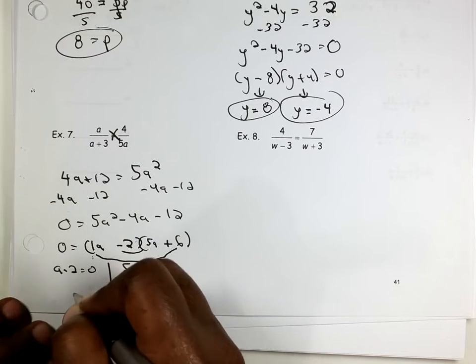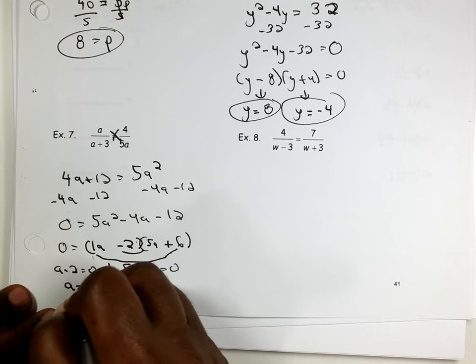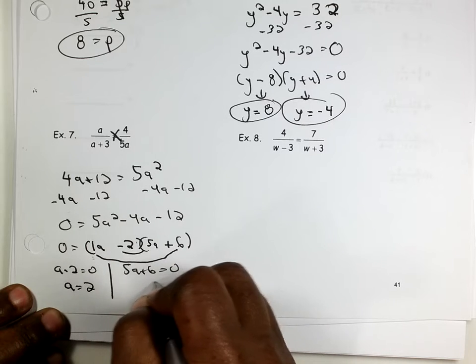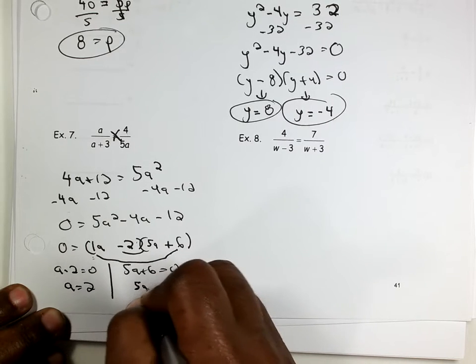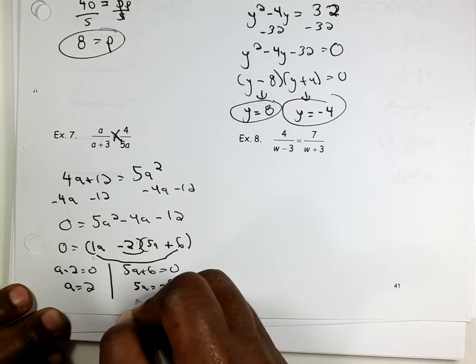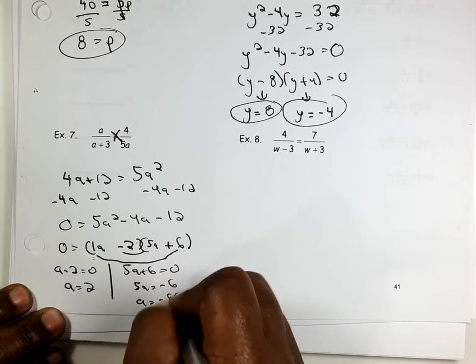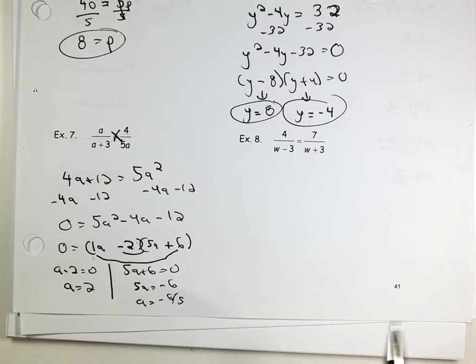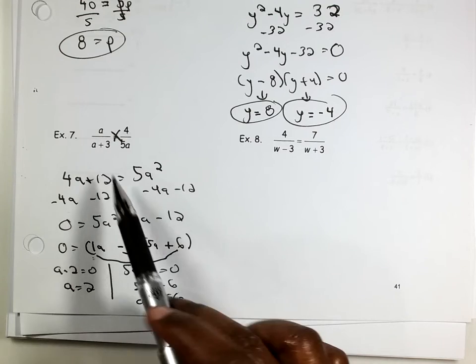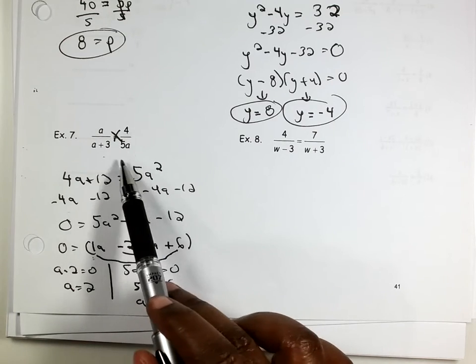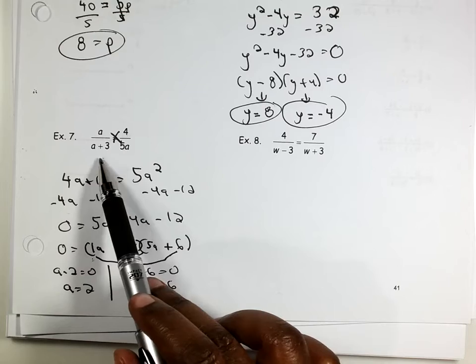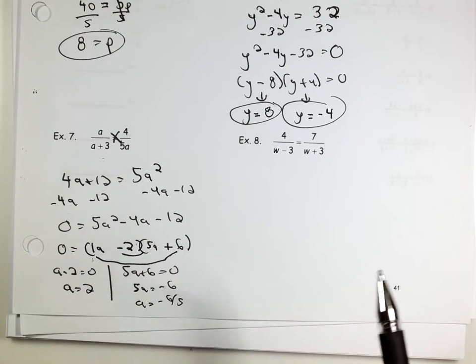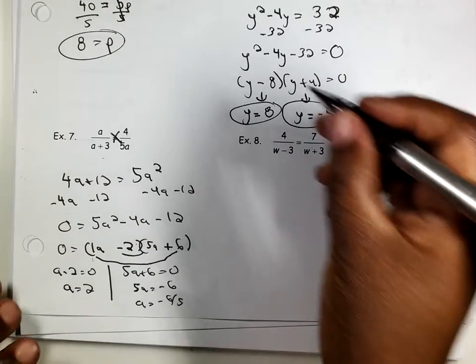Here I just have to add 2 to both sides. So I get a is equal to 2. Here, first I have to subtract 6. So I get 5a is negative 6. And then divide by 5. So negative 6/5. So 2 and negative 6/5. And again, they're both fine because when you plug them back in here, you won't get a 0 on the bottom. And then the last one.